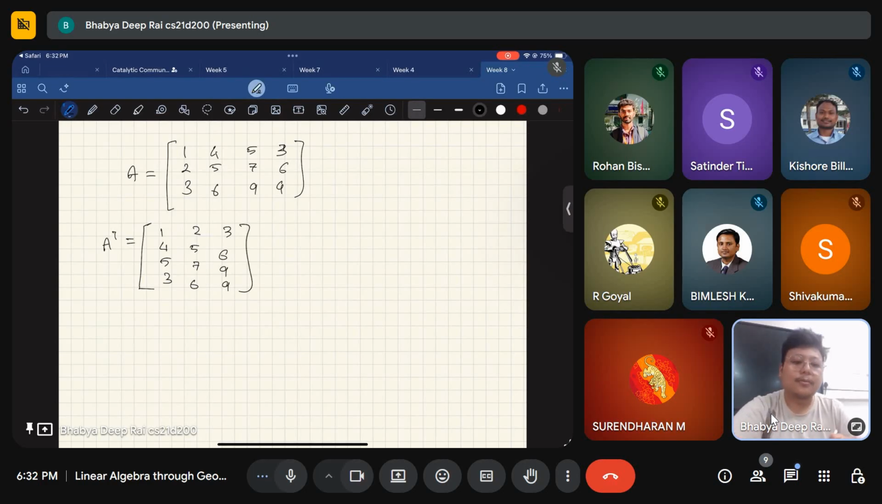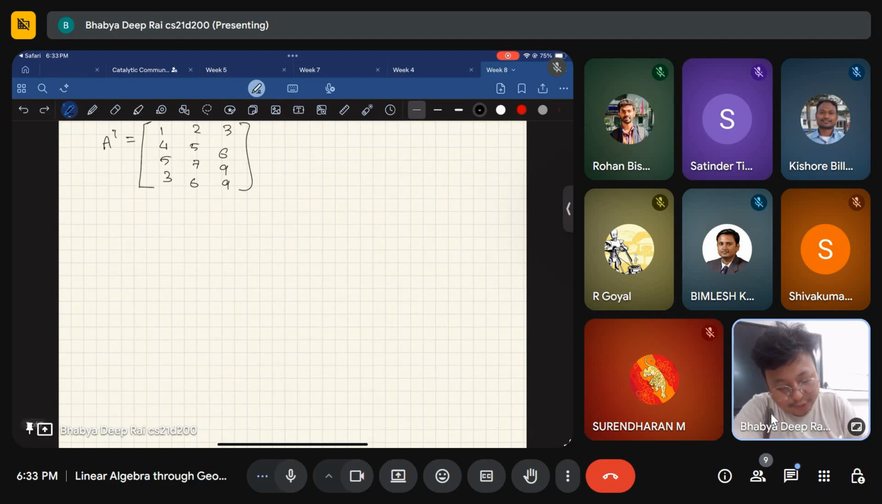Now, if you observe, the rows are changed into columns. So now they are column vectors. Now I can ask the same question. What about A transpose times some Y equals B? What if I solve this?